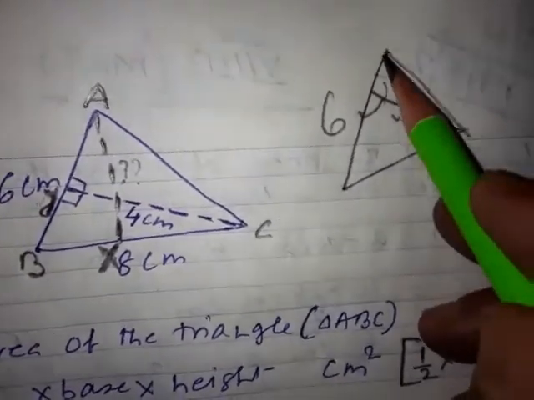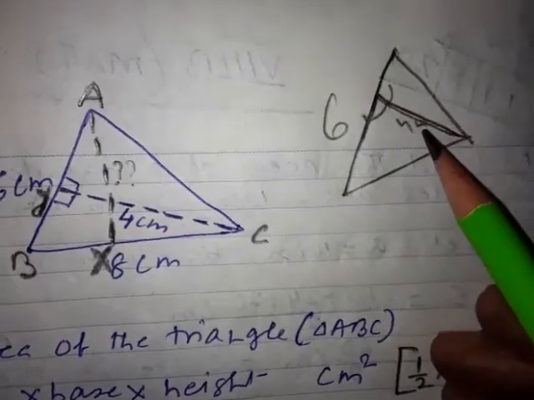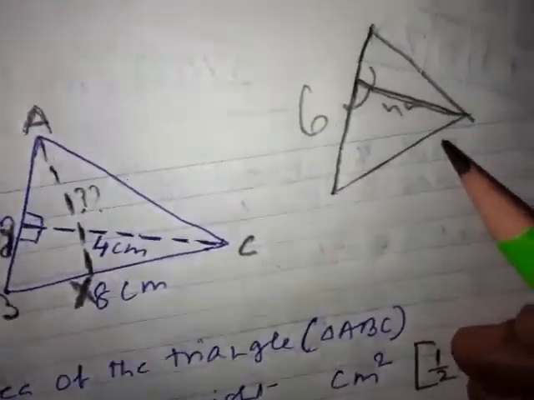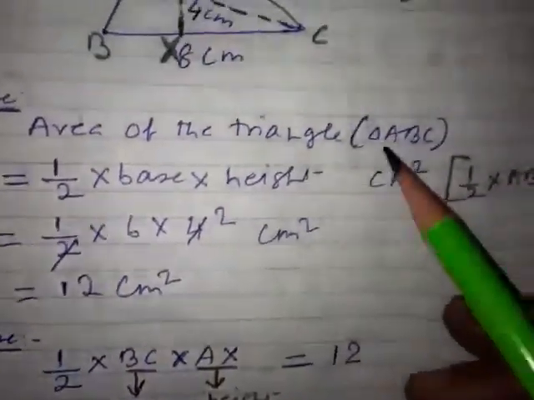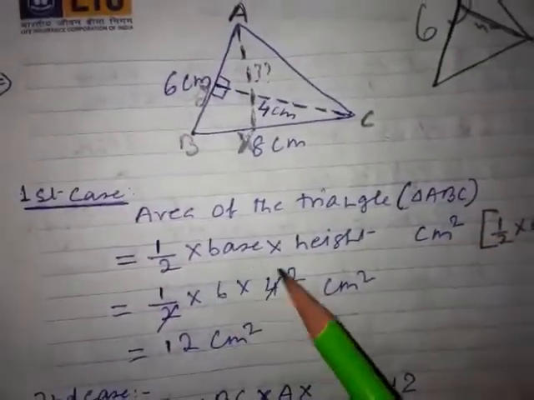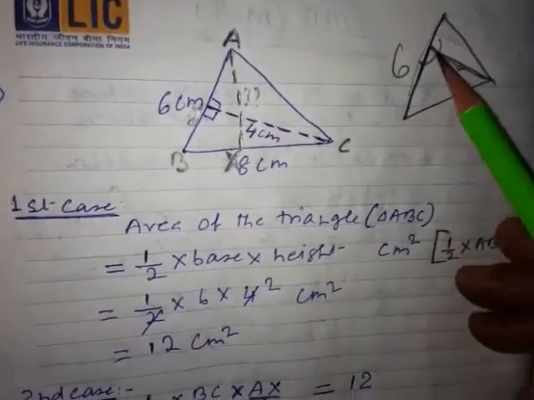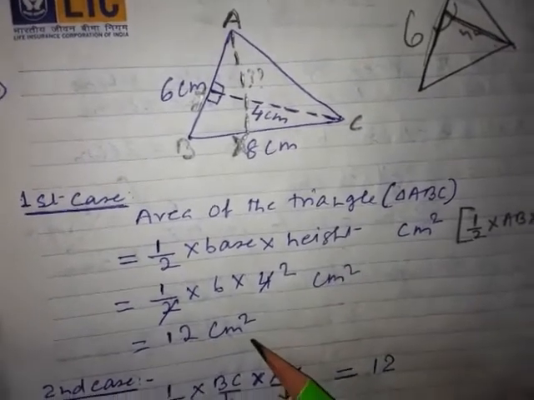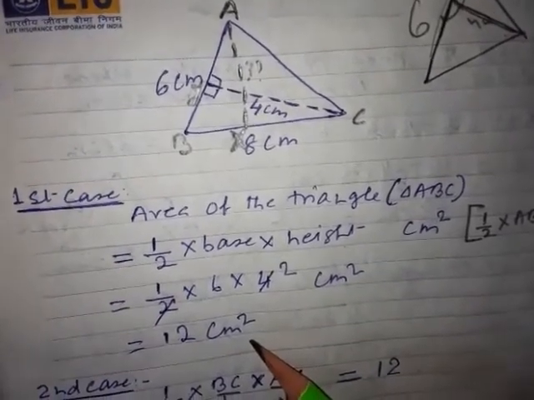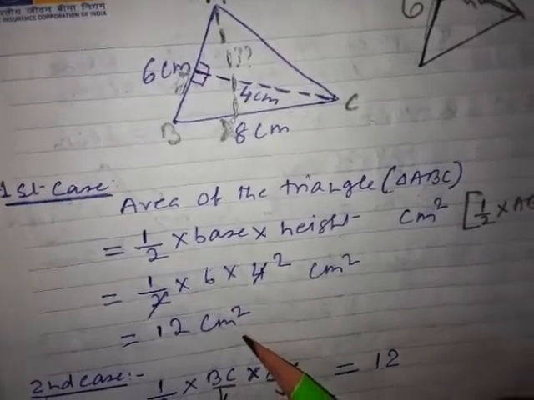What you got here in this triangle is the base and the height. If you have the base and height of a triangle, how do you find the area? All of us know. Area of the triangle ABC equals half into base into height. Base is 6 centimeter. Height is 4 centimeter. Where did you get the height? The question has given it. So easily you can find the area of the triangle: half into base into height equals 12 centimeter square.